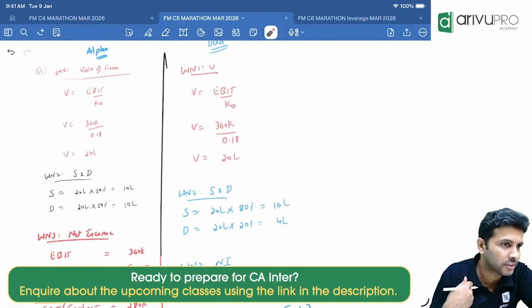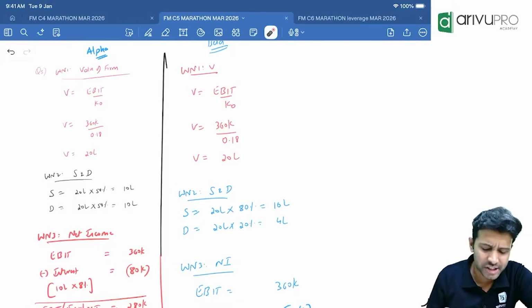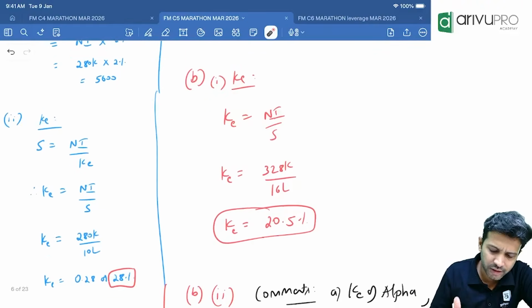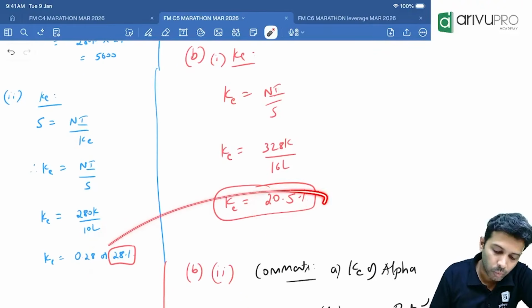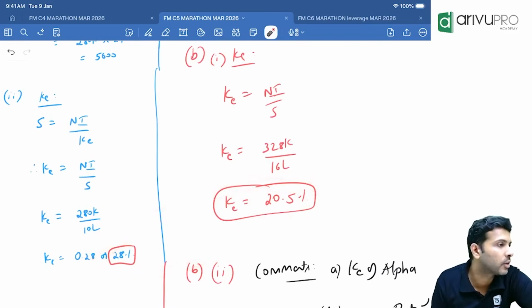They ask for the reason also. They're asking us to analyze: why is cost of equity changing? Can someone tell me why here it is 20.5? Why here it is 28? What is the reason? Why is it not the same?